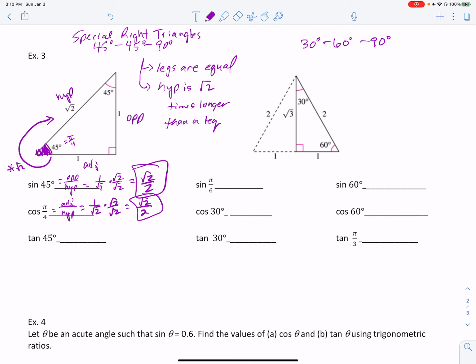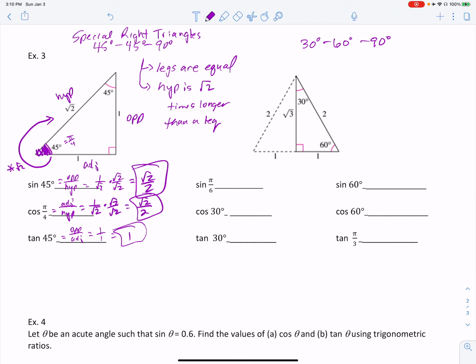Then tangent of 45 degrees, or pi over 4, is going to be the opposite over adjacent in terms of the legs. And the opposite in this case is 1, the adjacent is 1, and the tangent of 45 degrees, or pi over 4, is always 1. Those are ones you're going to want to memorize.